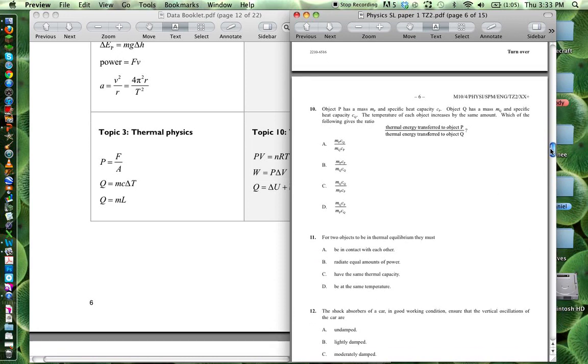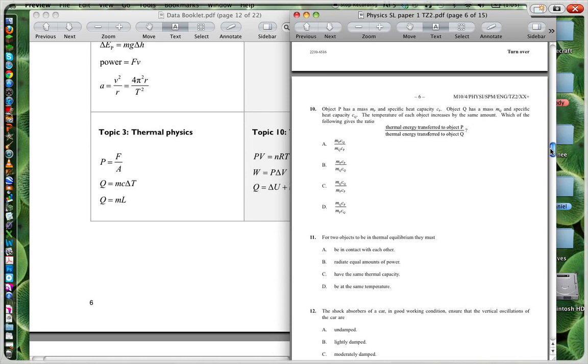Right, question 10. Object P has a mass MP and specific heat capacity CP. Object Q has a mass MQ and a specific heat capacity of CQ. The temperature of each object increases by the same amount. Which of the following gives a ratio of the thermal energy transferred to object P to thermal energy transferred to object Q? So, we're going to have the thermal energy. We obviously are using this formula over here.